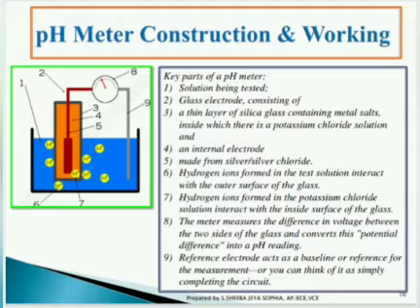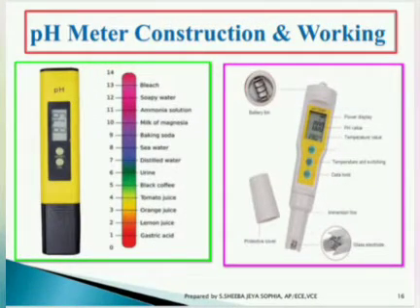The meter measures the difference in voltage between the two sides of the glass and converts this potential difference into a pH reading. The reference electrode acts as a baseline or a reference for the measurement, and here both the silver as well as the glass electrode are used for measuring purposes. So this is the general view of how a pH meter looks. It is just like a pin-like structure which is dipped into the liquid. At the edge, a glass electrode is given for sensing the liquid.